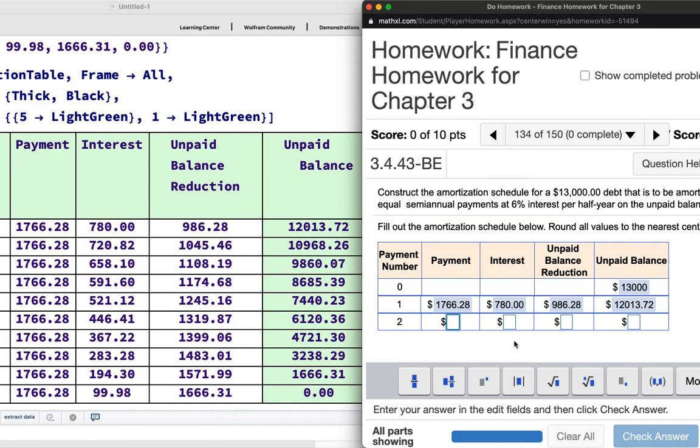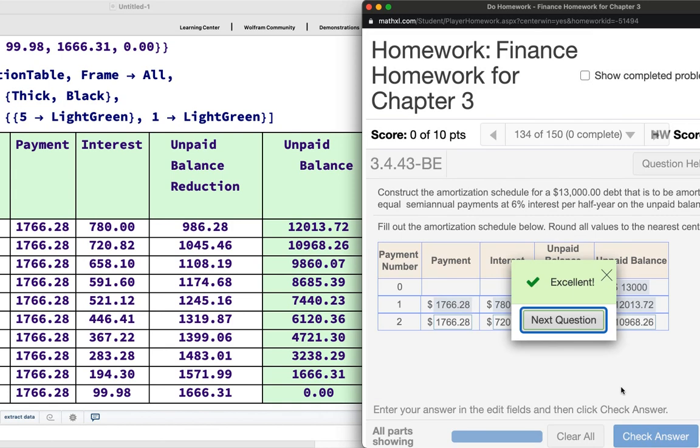And I'm going to do the same thing for payment number 2. The payment is the same. And the interest is becoming a little bit less. And the unpaid balance reduction is becoming a little bit more, 46 cents. And the unpaid balance is $10,968.26. Okay.